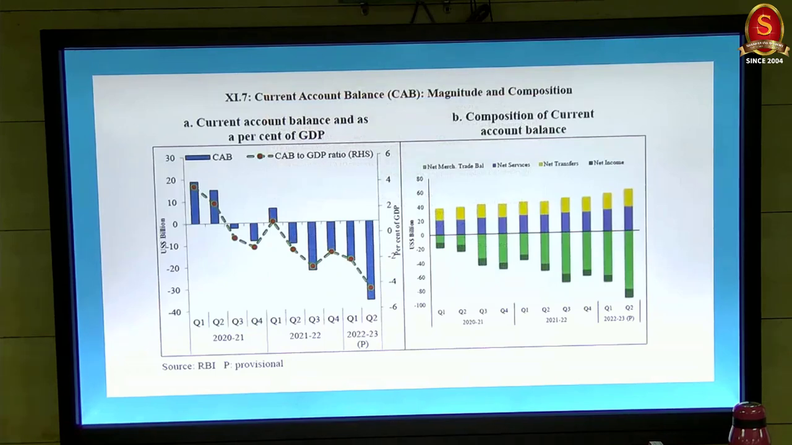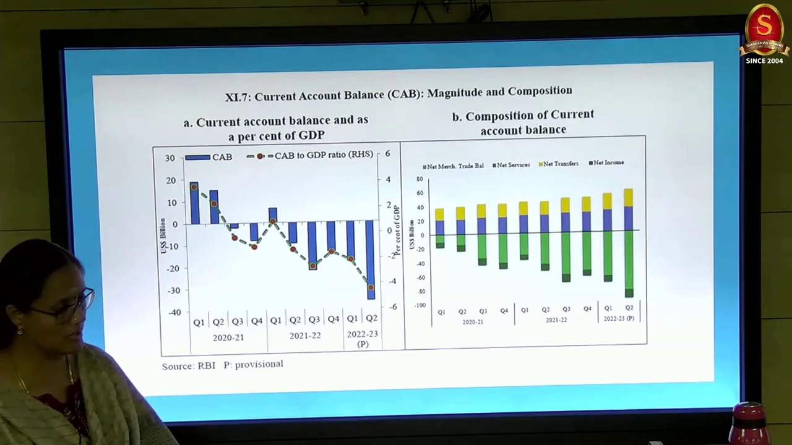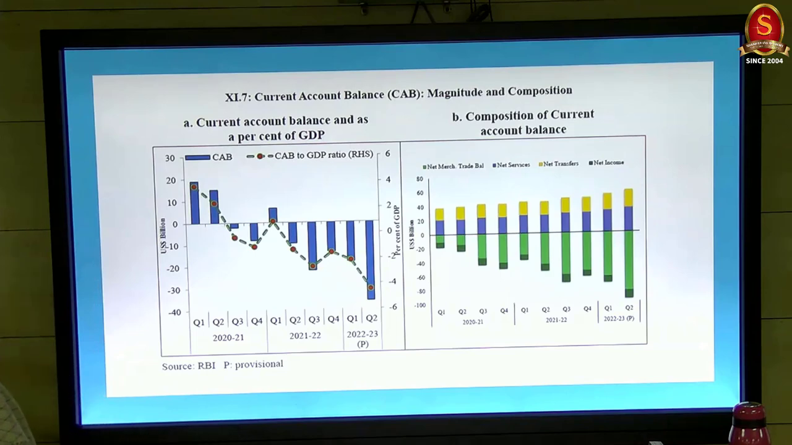Now, again, we are getting back to the core of our external sector, where we want to talk about current account balance as a percentage of GDP. Again, as a percentage of GDP, it's a cautious measure to look at, but we can definitely look at the current account balance. What is there inside current account balance?